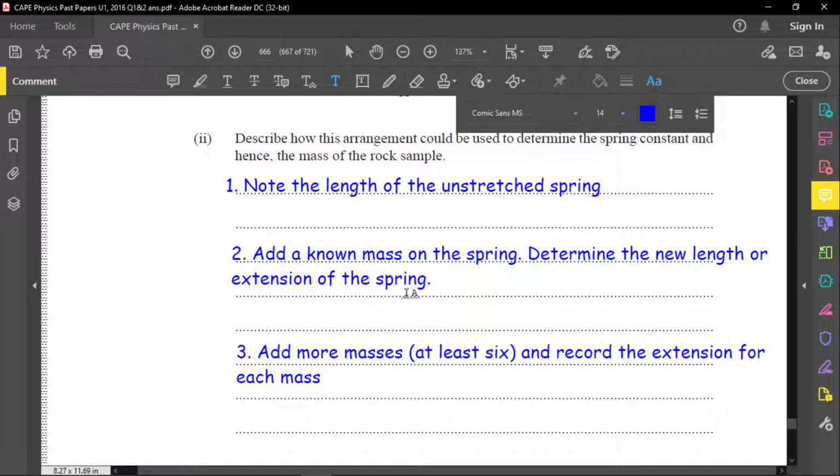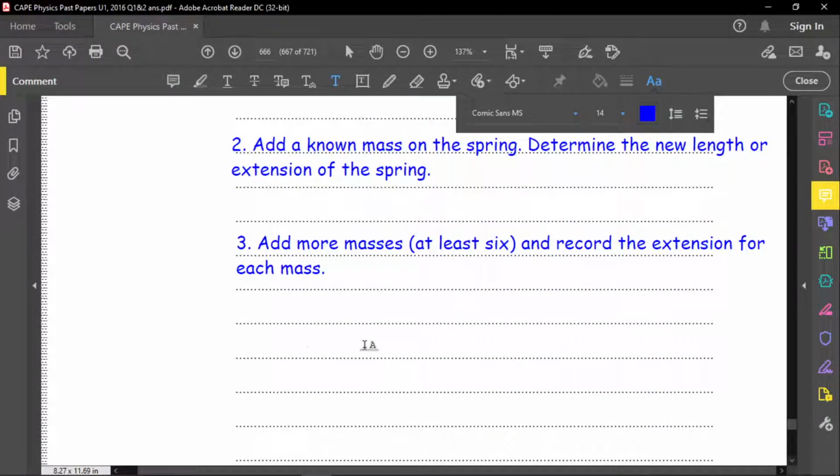Now, after you do that, the next step after you have that recording, so you have a table or a chart, and after you have done that, you want to plot a graph. So this is number 4. The fourth thing you're going to do is to plot a graph. And the reason to plot a graph is that you want to see the relationship between the masses and the extension.